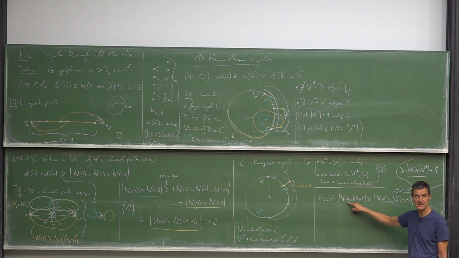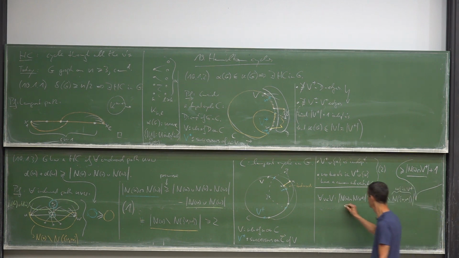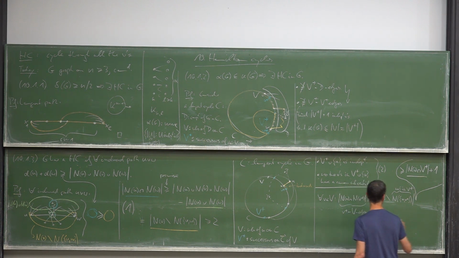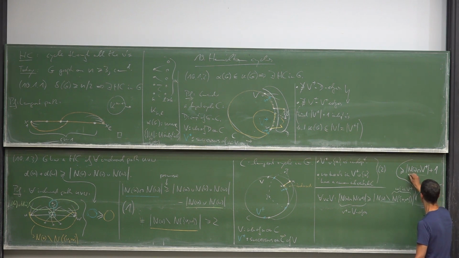Well, nothing outside C. Right? The neighbors of v plus that are also neighbors of u must be on C. So the neighbors of little v plus that are also neighbors of u lie on C and are therefore in big V. So this here counts the v plus V edges. And this here counts the V plus edges.